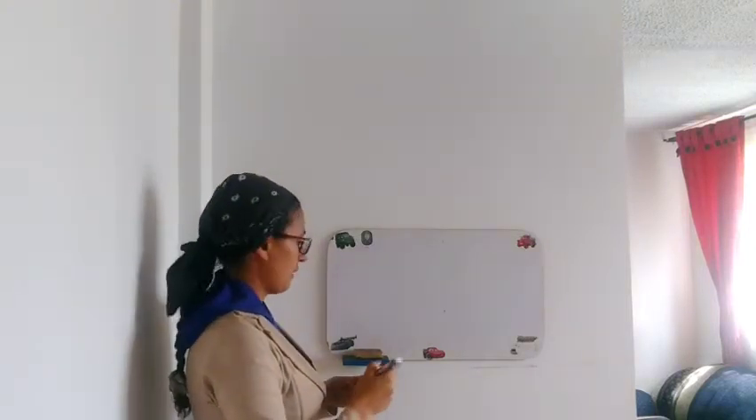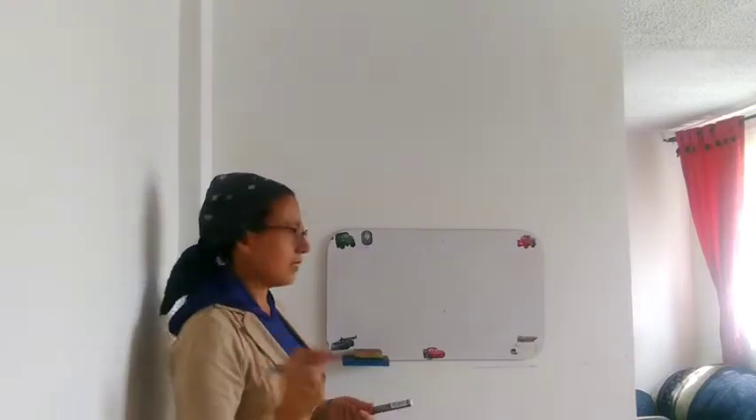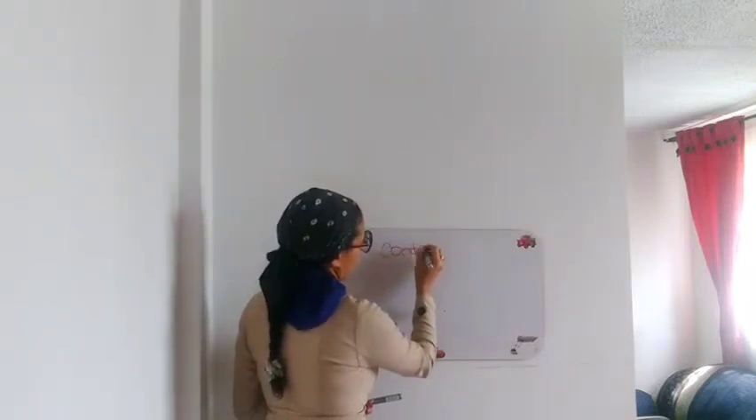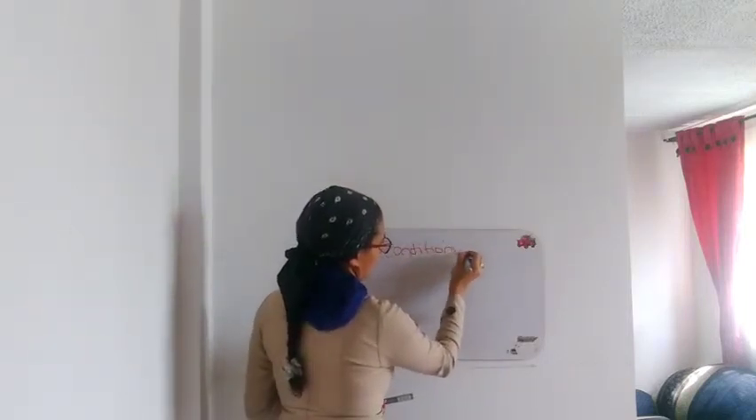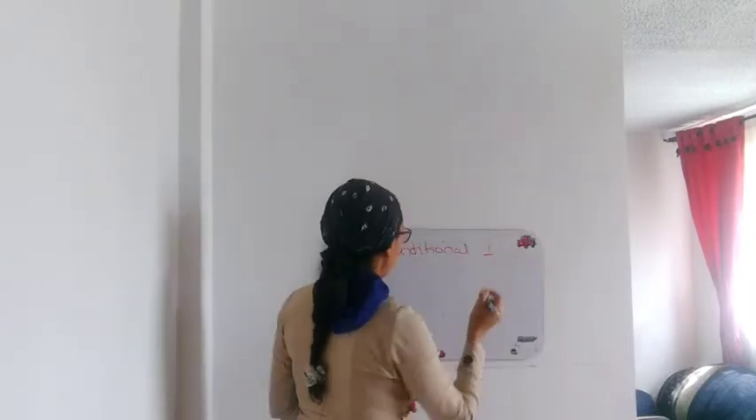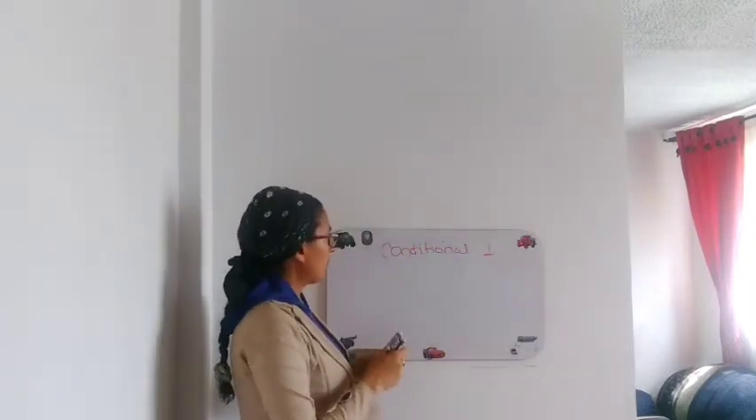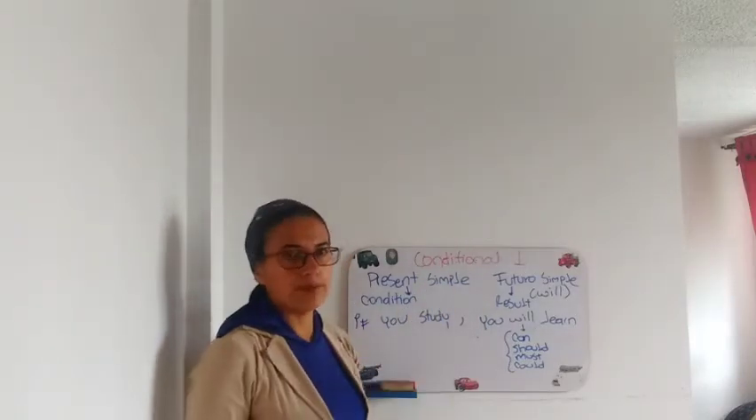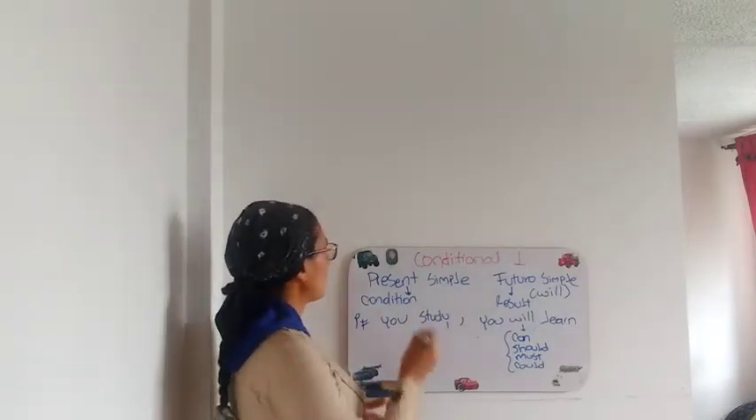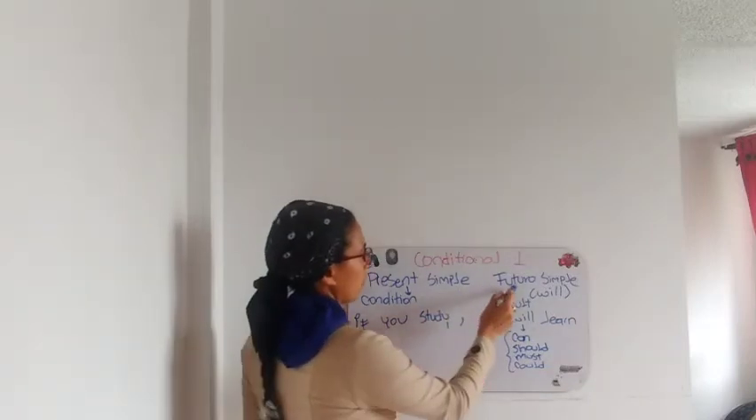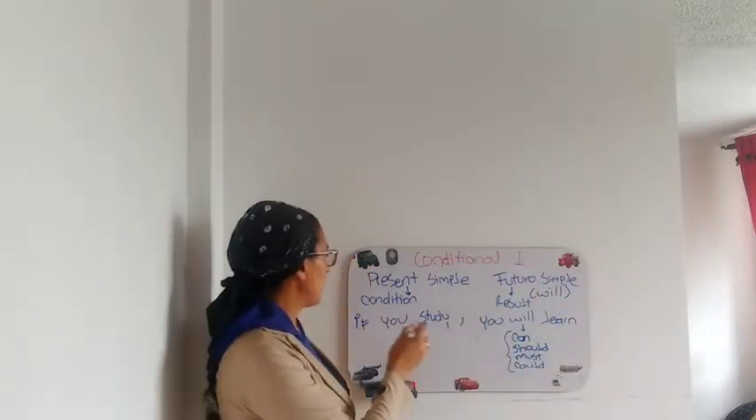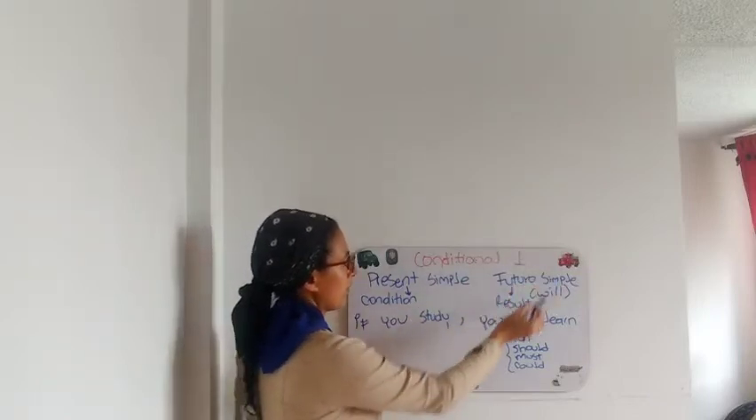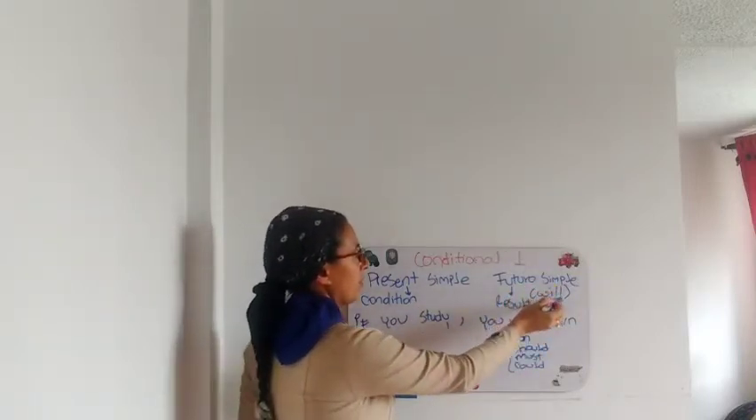In this moment, I talk about the first conditional. Conditional one is present simple in the condition, and future simple in the result. Future simple comes with will.